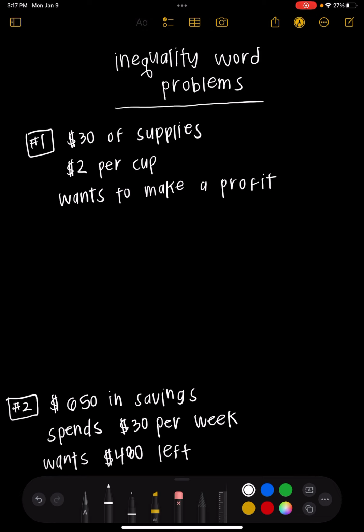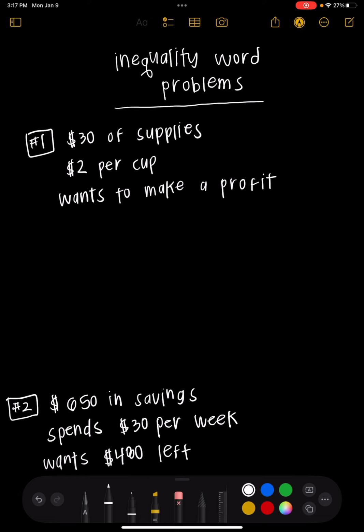So let's get started. The first question says, Ryan has a lemonade stand. He purchased $30 worth of supplies to get his business off the ground. If he charges $2 per cup of lemonade, how many cups of lemonade does Ryan have to sell to make a profit? Now, let's just talk about this really fast. To make a profit means that you're making money. You didn't break even, you didn't lose money, you made money.